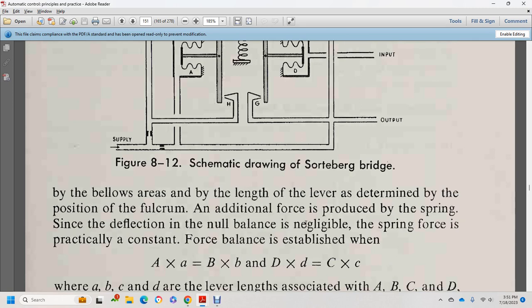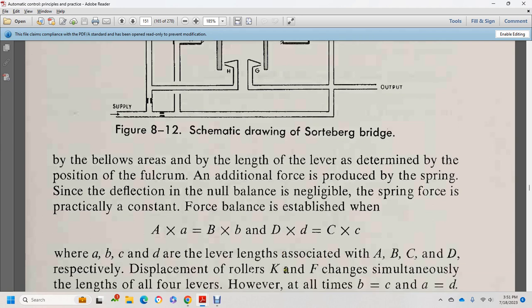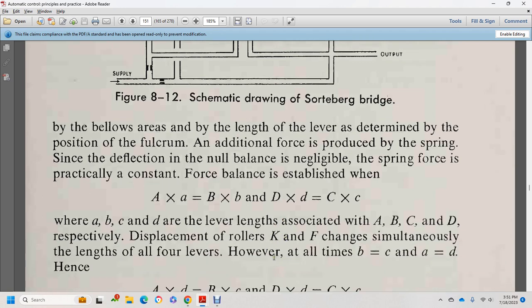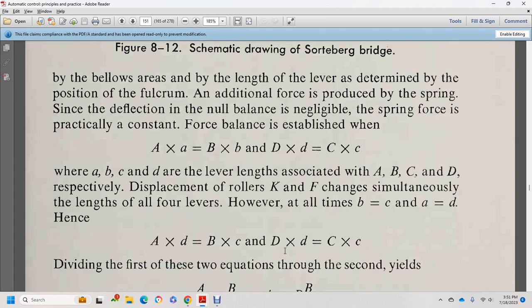For the practical constant force balance, it is established by A times minor A equal to B times minor B equal to D times minor D equal to C times minor C. A, B, and C are the differences of the lever lengths associated with A, B, and C, with the respective displacement of the rollers K and F. Changes simultaneously change the lengths of all four levers, with all the times B equals C when A equals D, hence A times D times B times C times D equals C times D.